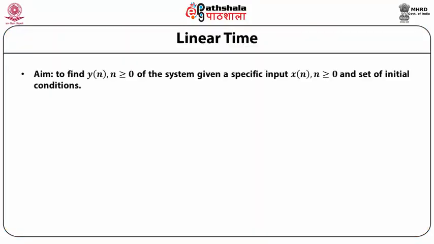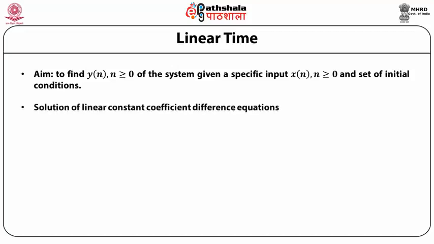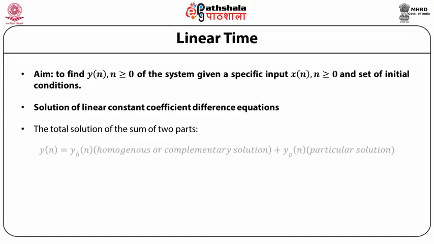So let us now consider an example where we need to find y(n) for n greater than or equal to 0 of the system, given a specific input x(n), n greater than or equal to 0, and a set of initial conditions. So we need to find the solution of the linear constant coefficient difference equation. The total solution is the sum of two parts, that is y(n) equal to y_h(n), the homogeneous or complementary solution, plus y_p(n), the particular solution.